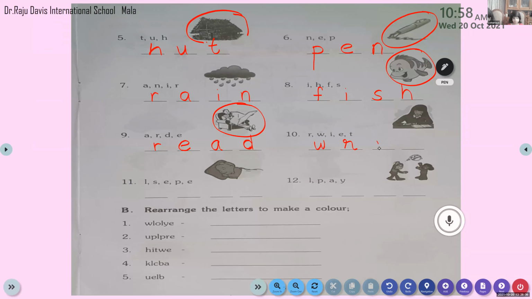W-R-I-T-E. Yes. Okay, put one more blank there. Only four blanks are there. Give one more blank to it as you write the word. One blank is missing. So what we have to do is draw a line and write the letter E. So it is write. W-R-I-T-E. Write.